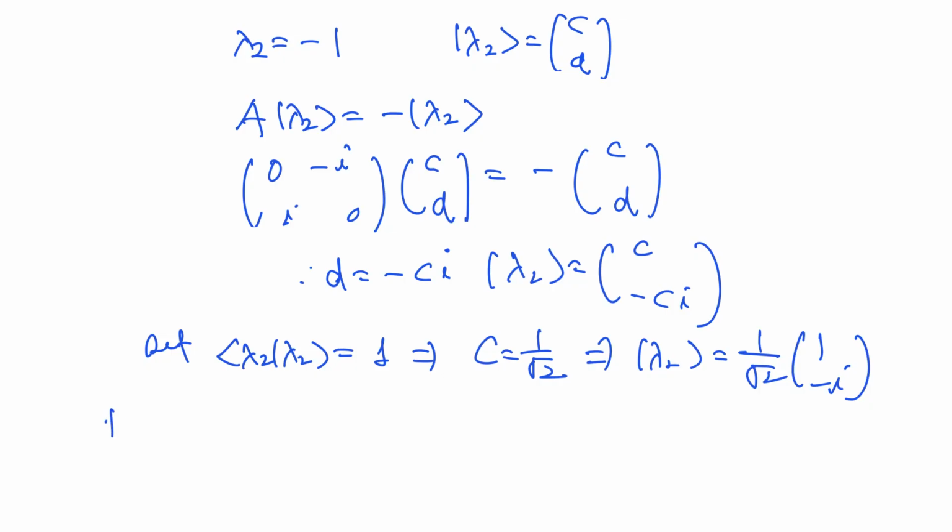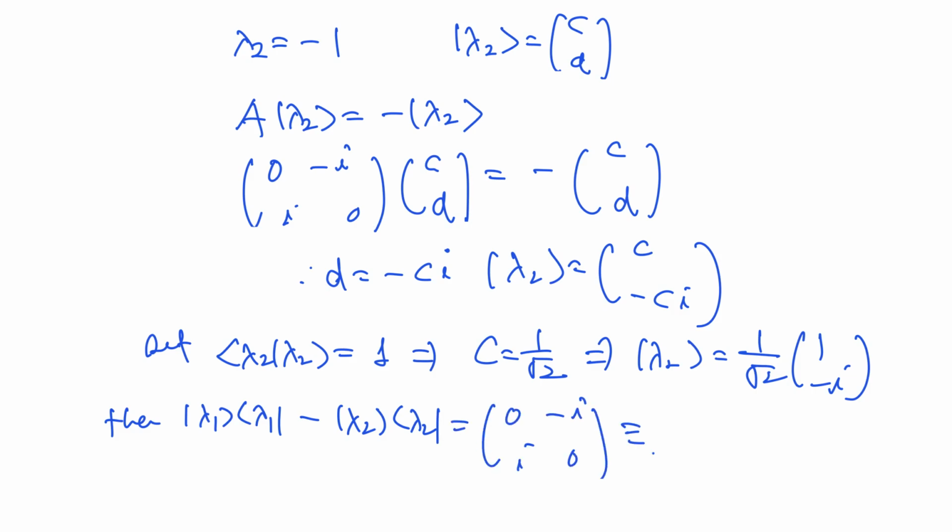Then what happens? Lambda 1 minus lambda 2, same as this one, right? 0 minus i, i 0, which is A. So we check that. We have already derived this result previously, and it says this is a result of the spectral theorem.